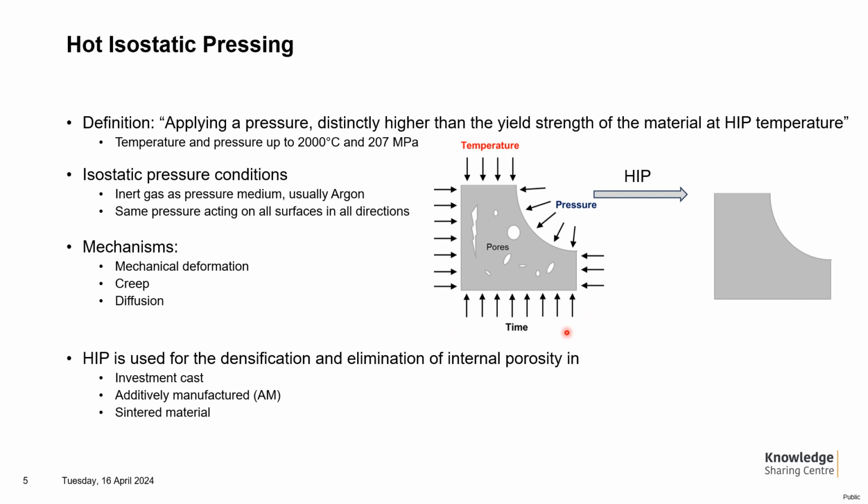A combination of plastic deformation, creep mechanisms, and diffusion can be identified as mechanisms causing the elimination of internal defects having no connectivity to the surface. In the end, a component that has been treated via HIP shows isotropic properties. HIP can be used for different types of materials and manufacturing routes, which I will explain later in more detail. First of all, I want to show you an example of how HIP can help to remove internal defects of your component.